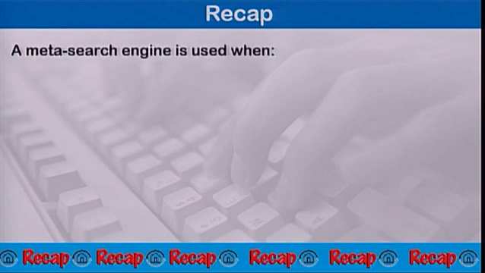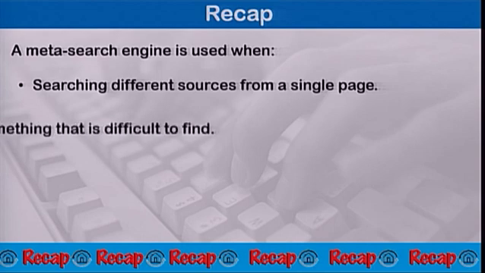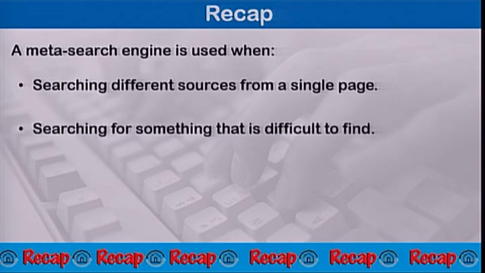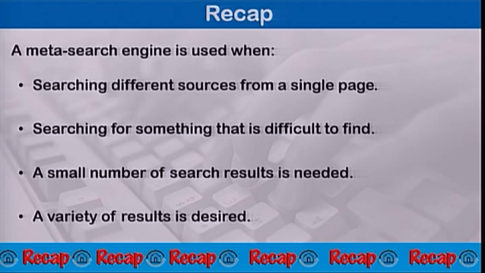Some situations in which it is better to use a meta search engine are when searching different sources from a single page, when searching for something that is difficult to find, when a small number of search results is needed, and when a variety of results is desired.